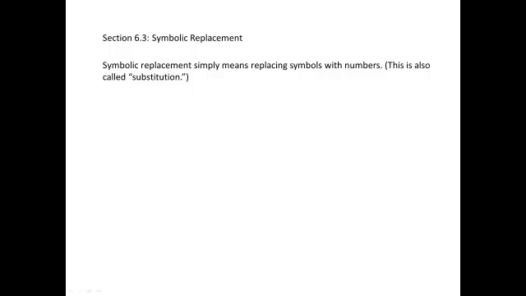Section 6.3, Symbolic Replacement. Symbolic replacement simply means replacing symbols with numbers. This is also called substitution. Example, simplify y plus 4 when y is equal to 7. What we're going to do is replace the symbol y with the value 7. 7 plus 4, and then simplify. 7 plus 4 is equal to 11.